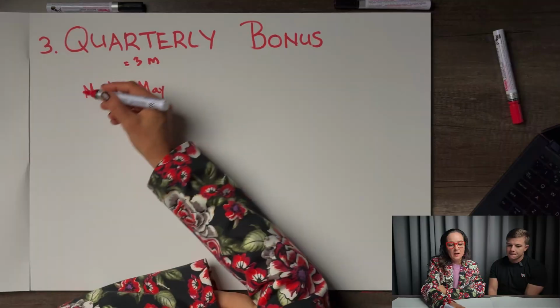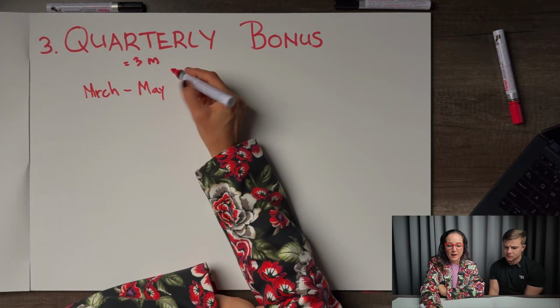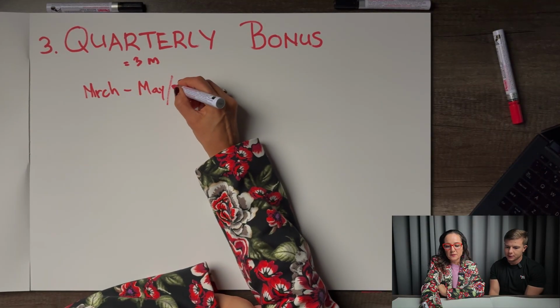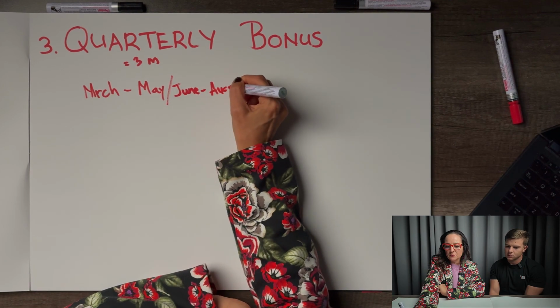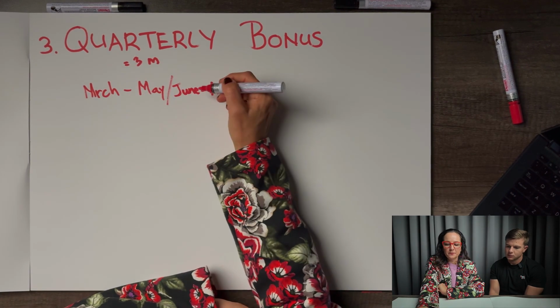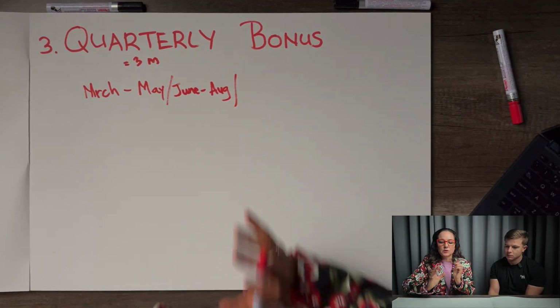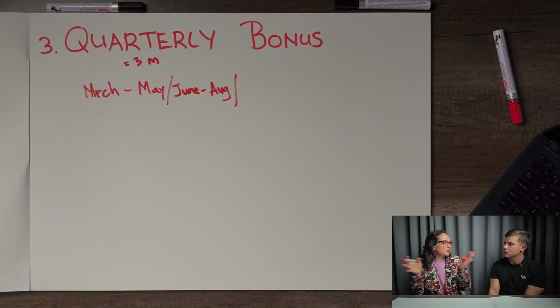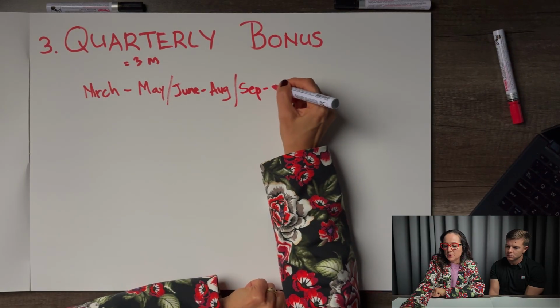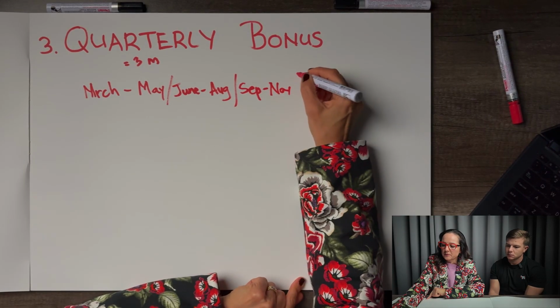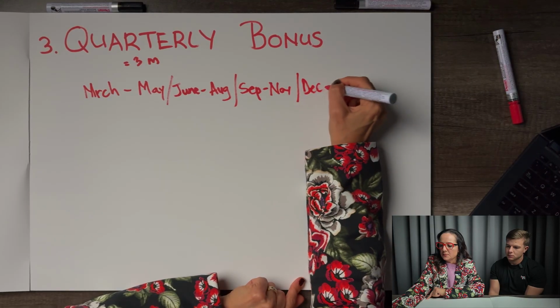Our quarters then run March, April, May. So that's your first quarter. Then it's June, July, August. And actually, if you think about it, this is autumn, this is winter. So if they also work with their clients in quarters, it aligns quite nicely. Then your spring, which is September, October, November. And then your summer, which is December to February.